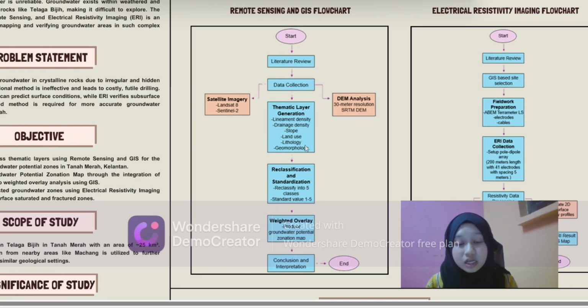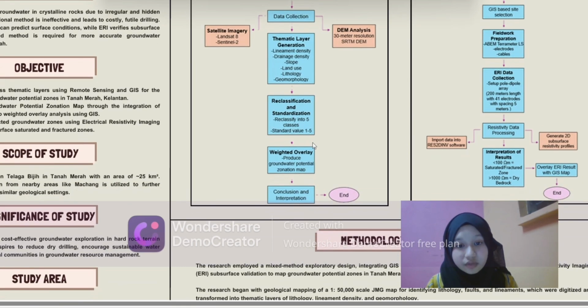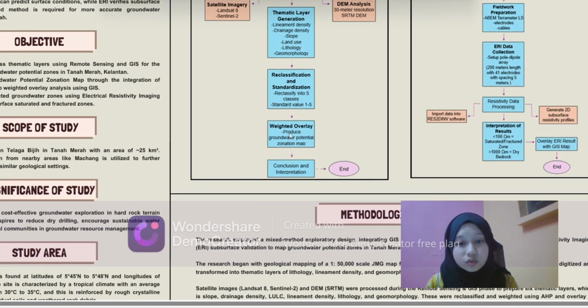six layers: lineament density, drainage density, slope, land use, hydrology, and geomorphology. And then we have to do reclassification and standardization, which is we have to reclassify into 5 classes with standard values 1 to 5. Next, we have to do weighted overlay to produce the groundwater potential zonation map. And lastly, we have to do conclusion and interpretation.